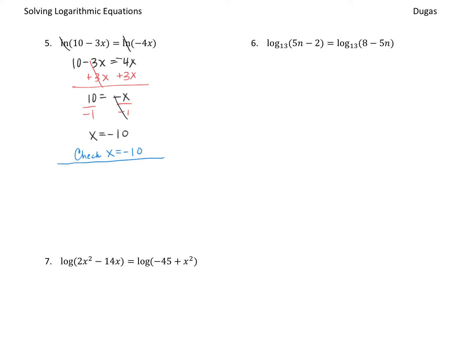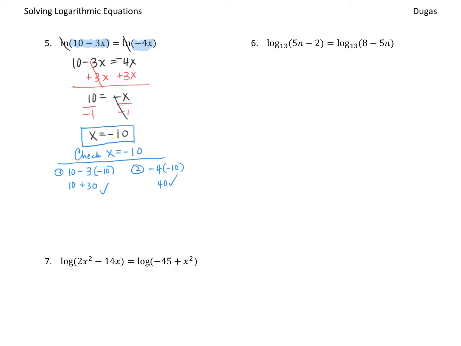Notice that this time I have two arguments to check because I have two logs. So I have to check both of them. So my first one is 10 minus 3 times negative 10. So that's going to be 10 plus 30. Well, that's going to be positive, so that checks. My second argument is negative 4 times x, so that's negative 4 times negative 10. That's going to be a positive 40, so that checks. So since both of the arguments will be positive, if I plug in this negative 10 is a valid solution.